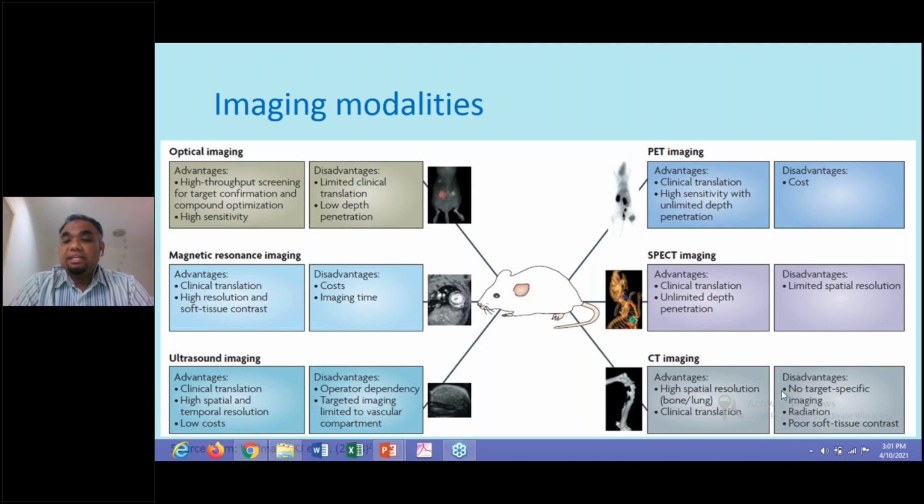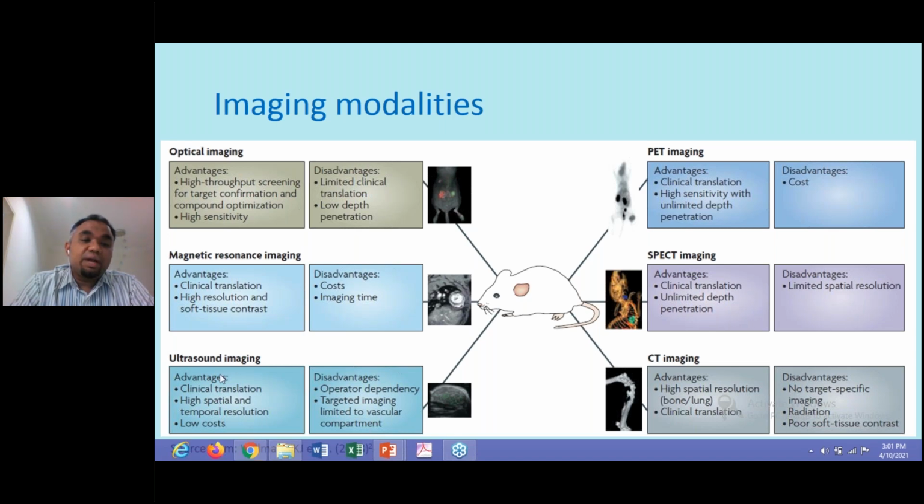The disadvantages of the CT scan are no specific target imaging. It gives you the highest radiation, and also poor soft tissue contrast as compared to MR imaging. As we know, CT scan is mainly for bone imaging.